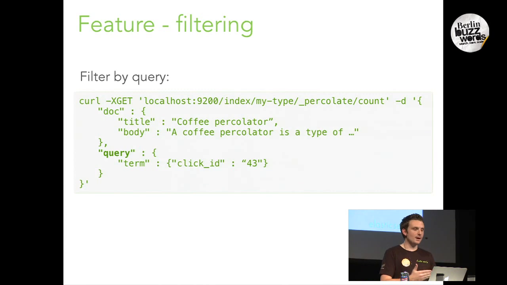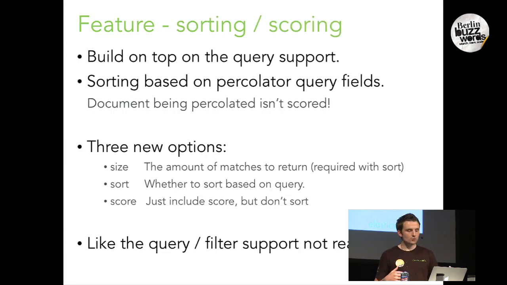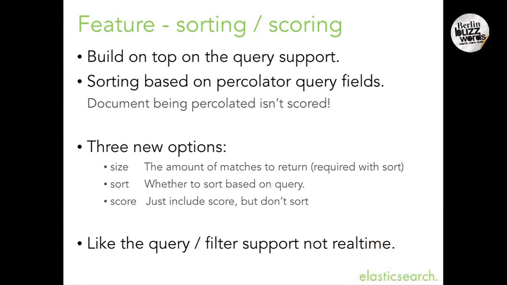I just showed that you can filter by a filter, but you can also filter by a query, again on the metadata of the percolator query. The only added thing on top of this, instead of using a filter, is that queries can be scored if you want to. That allows me to go to the next slide, because there is some sorting and scoring mechanism in the percolator API. It's limited though, but it's there, and it allows you to score the queries based on their metadata.